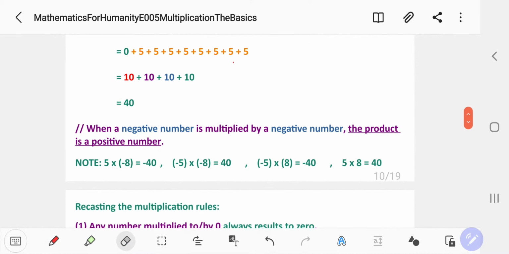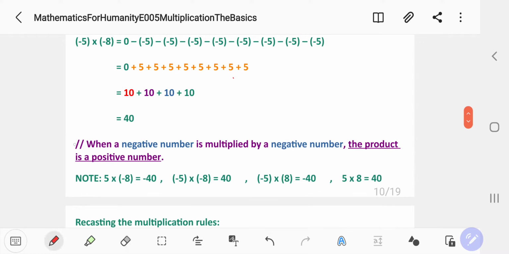So when a negative number is multiplied by a negative number, the product is a positive number. Here we did this earlier. 5 times negative 8 is negative 40. And then, just a while ago, negative 5 times negative 8 is 40. This is also the same as 5 times negative 8 is 40. And here you can do this also, and this is just equal to negative 5 times negative 8 is just equal to negative 40.